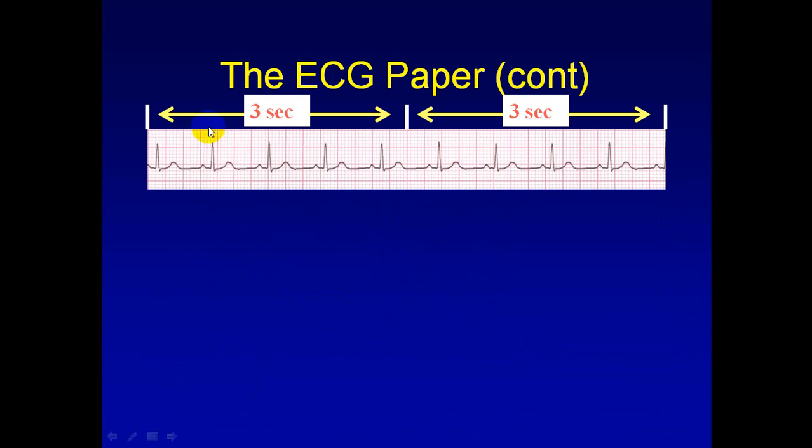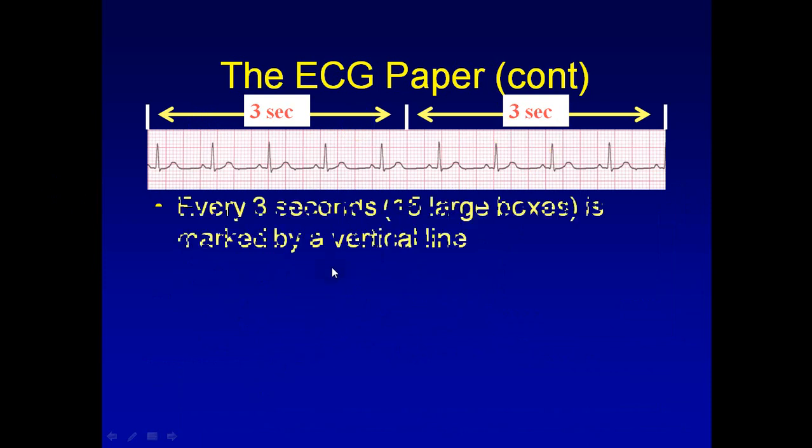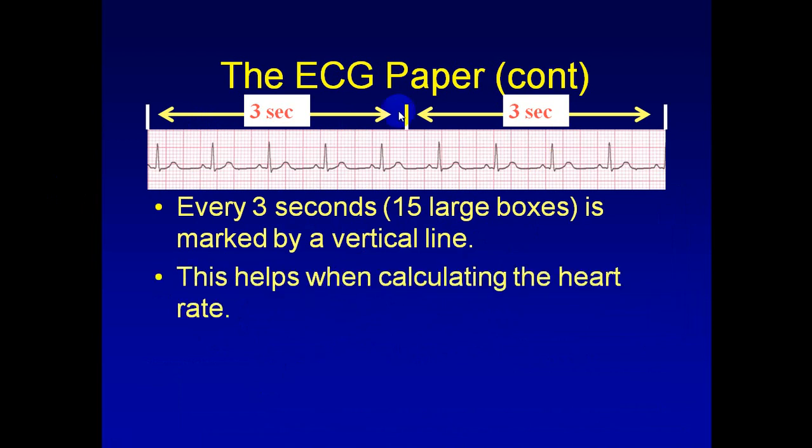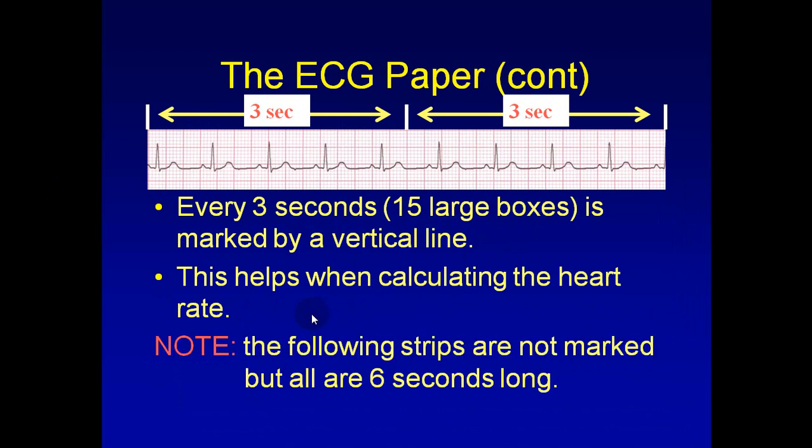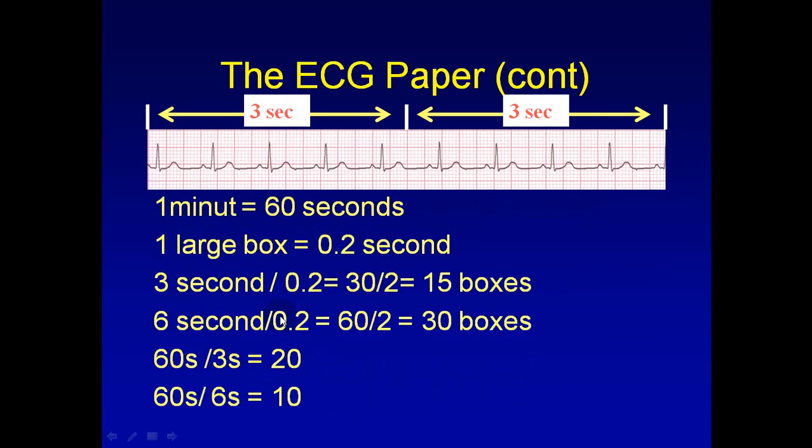This is a 3-second part, and this is 3 seconds, totally 6 seconds. What is meant is that every 3 seconds is 15 large boxes, marked by a vertical line. This helps when calculating the heart rate. Please remember it. The following strips are marked, and are all 6 seconds long. We will discuss what we mean by 3 seconds and 6 seconds to find the heart rate.